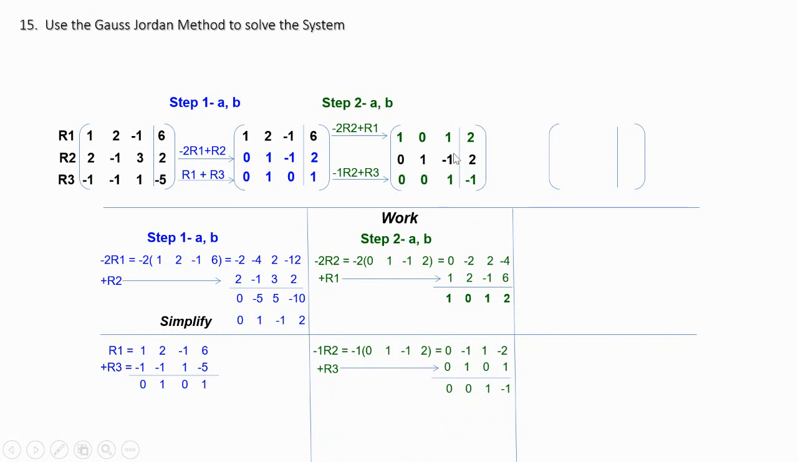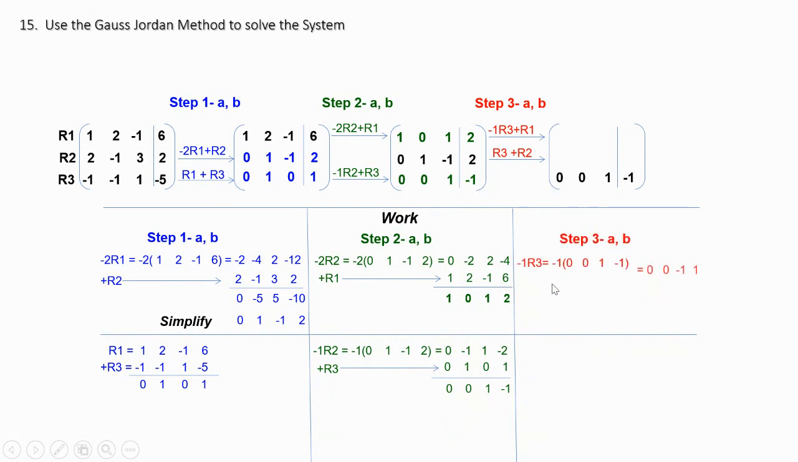So now, guys, we're almost done. Now I need to eliminate the negative 1, make that a 0, and make the 1 on the third column of row 1 also be a 0. So for step 3, row 3 stays the same. So row 2 is going to change, and row 1 is going to change. So I'm going to use row 3. So negative 1 row 3 plus row 1, and row 3 plus row 2.